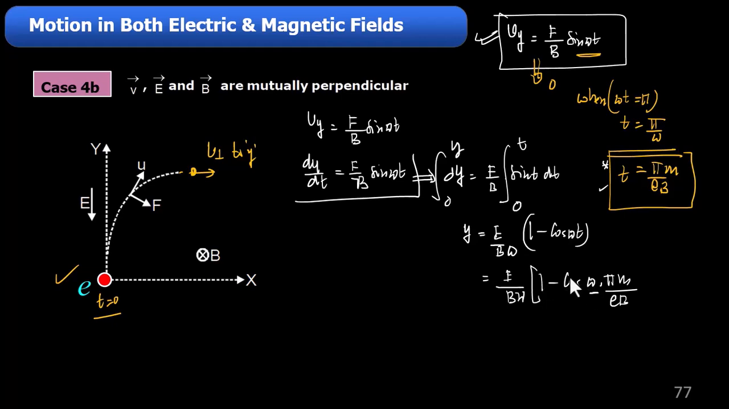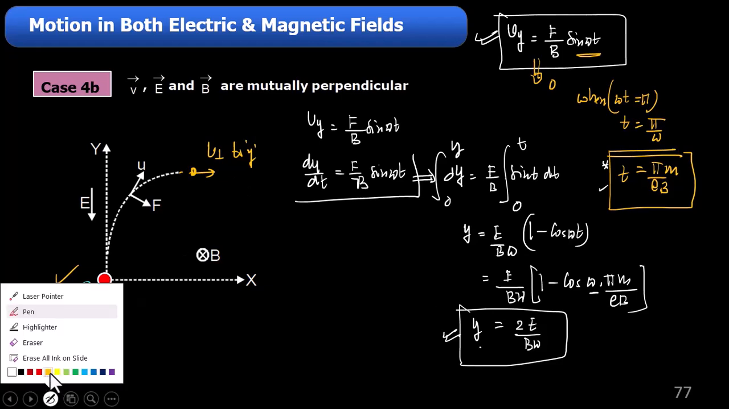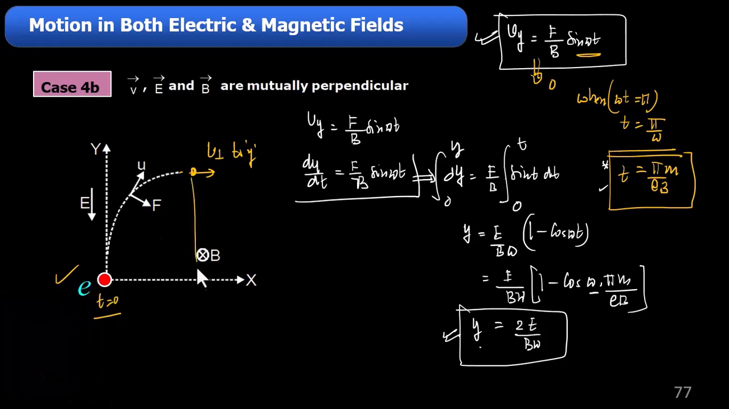So minus 1 to minus 1 is plus 1, so it becomes 2. So it gives 2E by B omega. That is the y maximum. This is the value of y at which the velocity becomes perpendicular. That means this is the amplitude of y. So this y I am calculating, this is the y maximum.